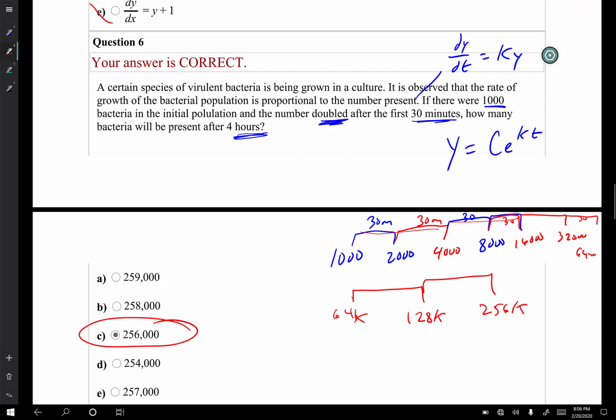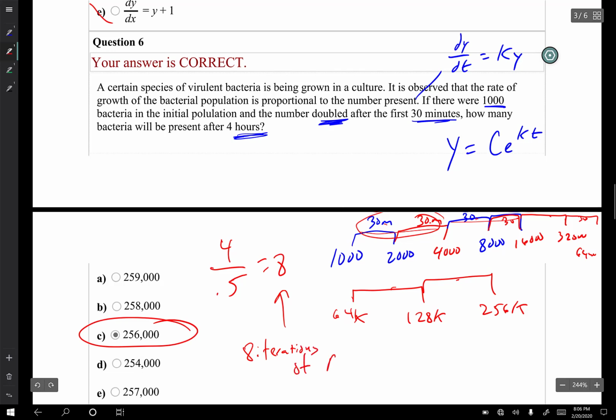See how we did it, guys? We just found out how many times it doubled: 1, 2, 3, 4, 5, 6, 7, 8. That's how many doubling time intervals there are in 4 hours. So 4 hours divided by 30 minutes, or 0.5 hours, is 8 times. So 8 iterations of doubling.